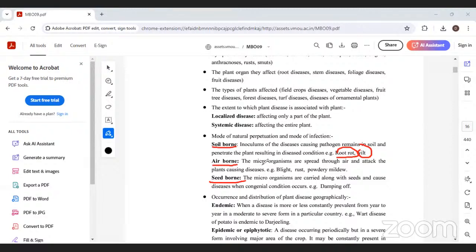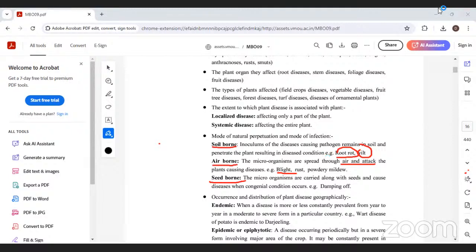Airborne: microorganisms spread through air, attack the plant, causing disease. Here is blight disease, rust disease, blight, rust, powdery mildew, right? Rust and powdery mildew are called airborne diseases.